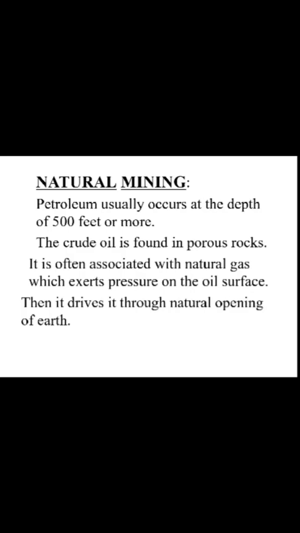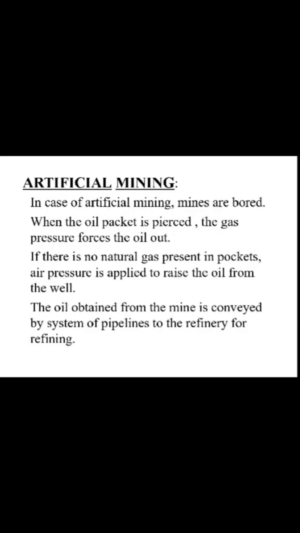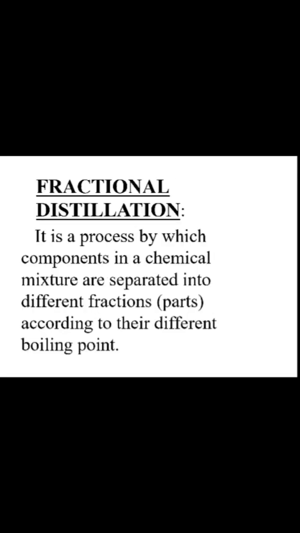The second type of mining is done artificially. In artificial mining, wells are bored, and when the oil pocket is porous, the gas forces the oil out. If there is no natural gas present in the pocket, air pressure is artificially blown in, which makes the oil rise in the well, and it is obtained from the well and conveyed through a system of pipelines to the refinery for refining.